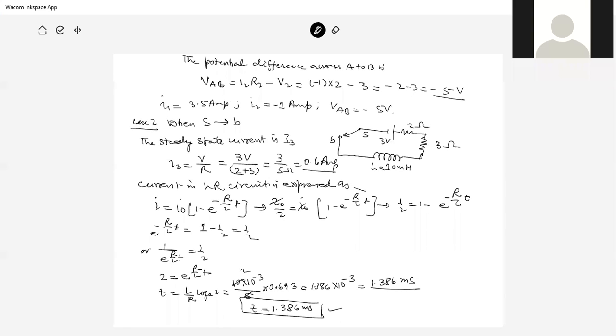And in case of the inductor, the current peak value is 0.6 and the value at half is half of 0.6, so I naught upon 2. From that equation we have T, and this T is equal to log base e 2 times L over R. So from this point we can calculate 1.386 millisecond. So these are the two examples, and these examples are very important for us.